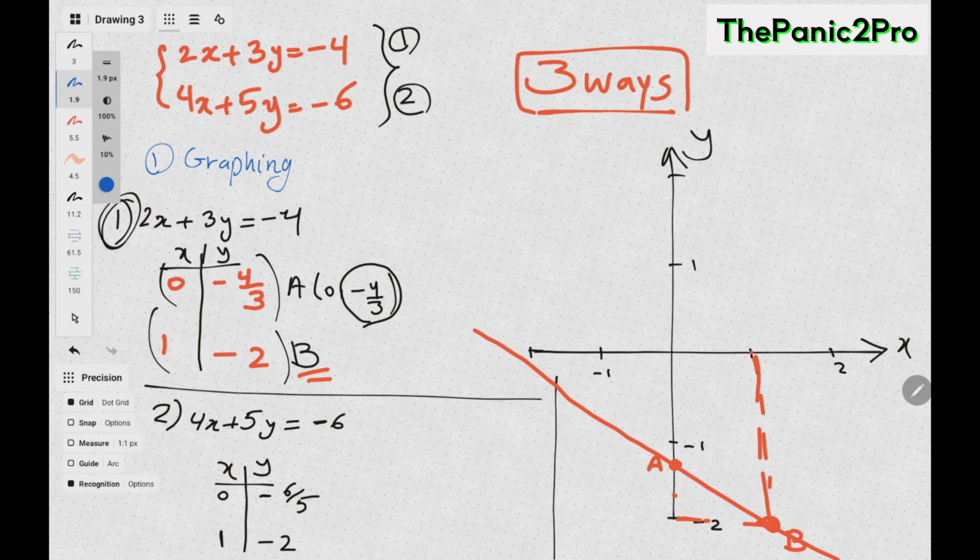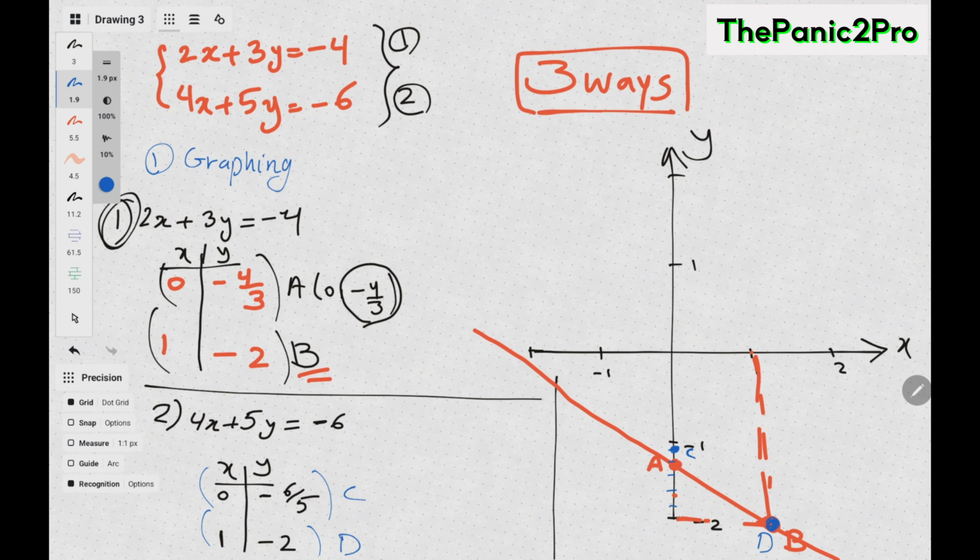Now let's go to the second equation here. I have other points. I will call them C and D. For C, I have 0 and minus 6 over 5. 6 over 5, I'm going to divide here into 5 sections. 1, 2, 3, 4, 5. One of them here would be point C. And point D is 1 and minus 2. 1 and minus 2 is, again, here, the same point as B.